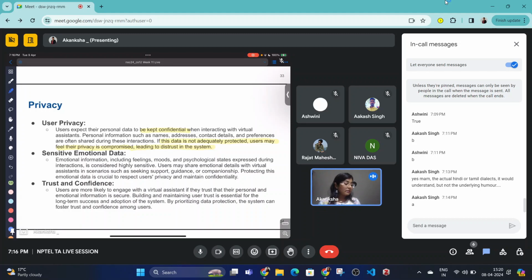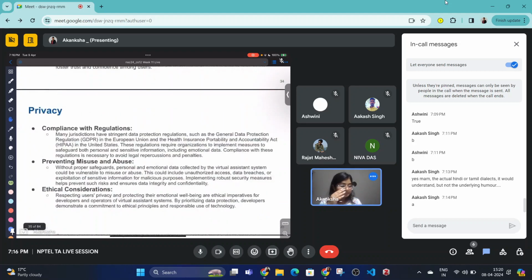So this helps, if we want to interact with that agent more and more, if we trust that our personal and emotional information is secure, right? And of course, if you want to launch a product in the market, you have to make sure that they're not disclosing the information. Now, of course, we have to be compliant with some regulations. There are some bodies, the General Data Protection Regulation in the European Union and the Health Insurance Portability and Accountability Act in the United States. They require organizations to implement measures. These acts are for your personal and sensitive information preservation, including emotional data. So we want to be compliant. Otherwise, there will be legal repercussions and penalties.